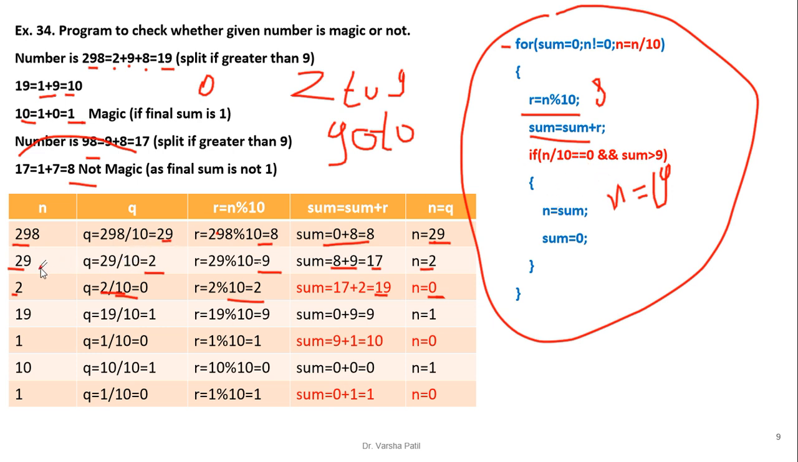Now next 29 number. So sum becomes 17. Sum is greater than 9, but at that time 29 by 10 is not equal to 0. So we will not go out of the loop. Third time what will happen, that sum is greater than 9, but at that time our number is 2. So 2 by 10 is equal to 0. So at that time it will go into this condition. Our n becomes 19 and sum becomes 0.